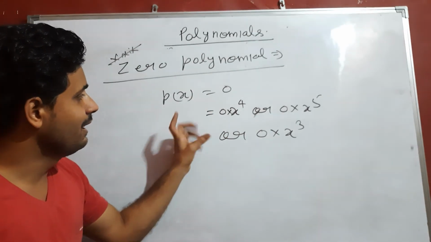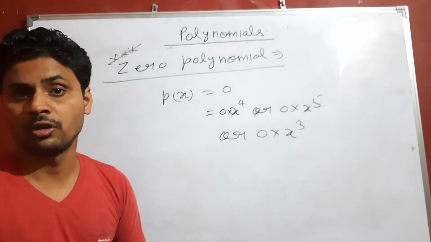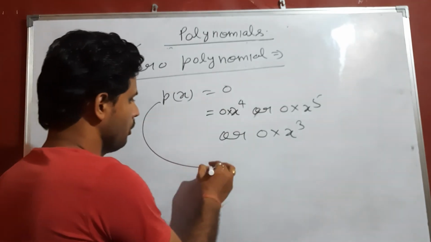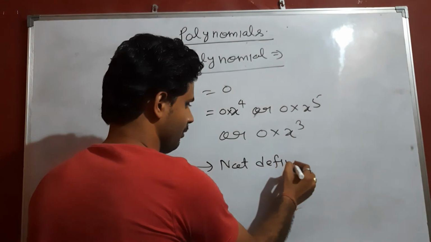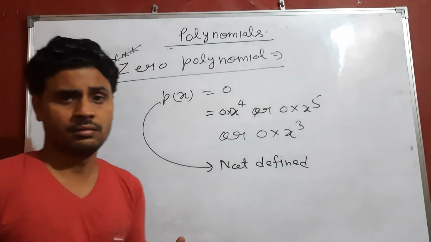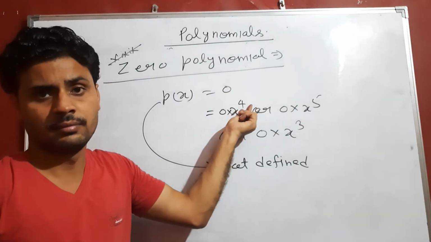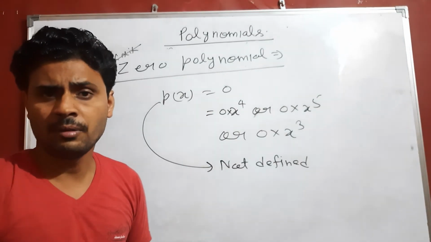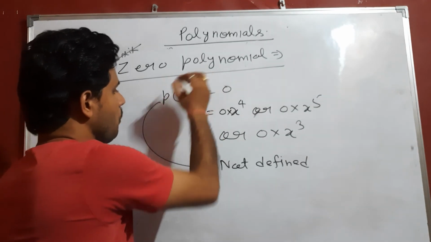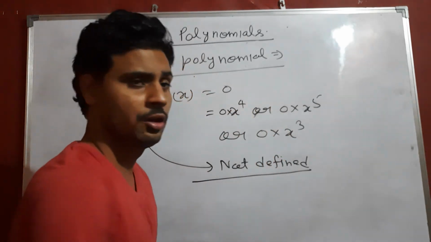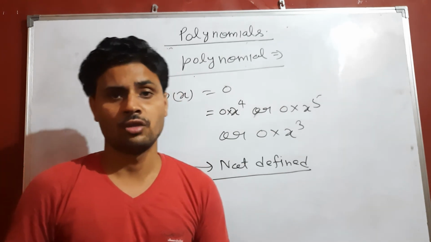That's why, what is the degree of this polynomial? Actually, the degree of this polynomial is not defined. Why? Because we cannot determine the exact exponent of x, because 0 into every power of x can be written in this place. So, for the zero polynomial, the degree is not defined. That's it. Today's topic is over. Thank you.